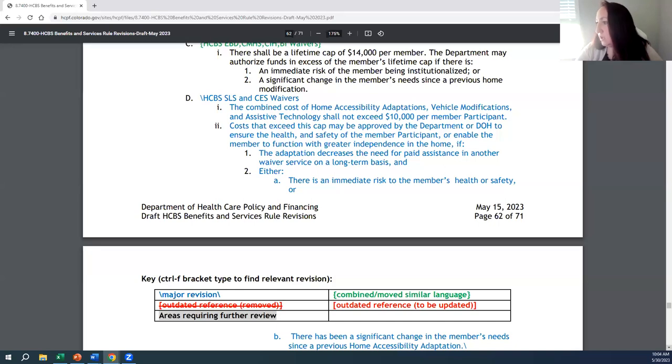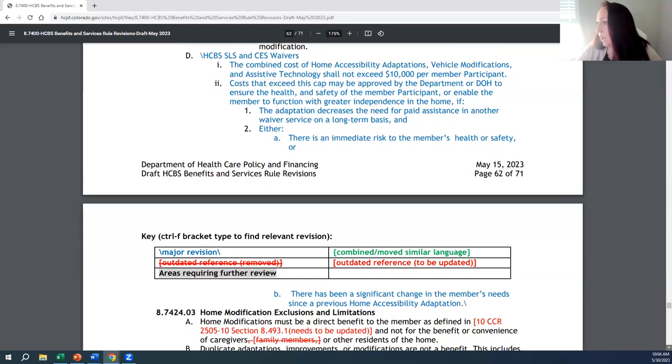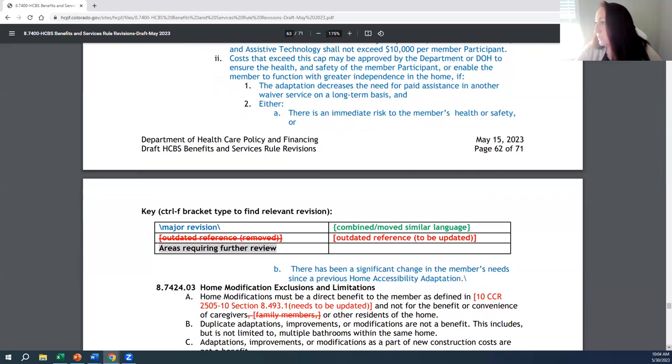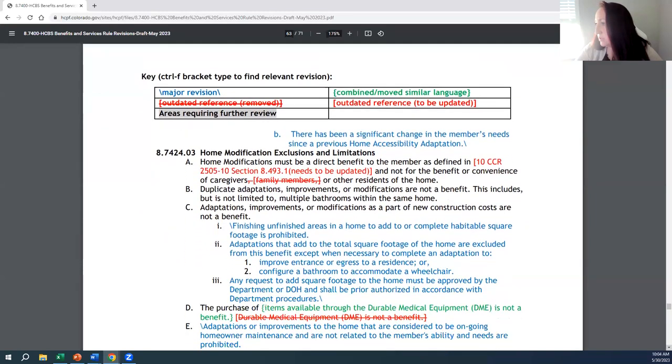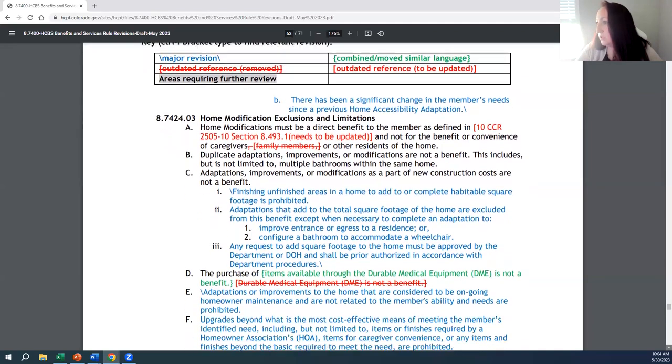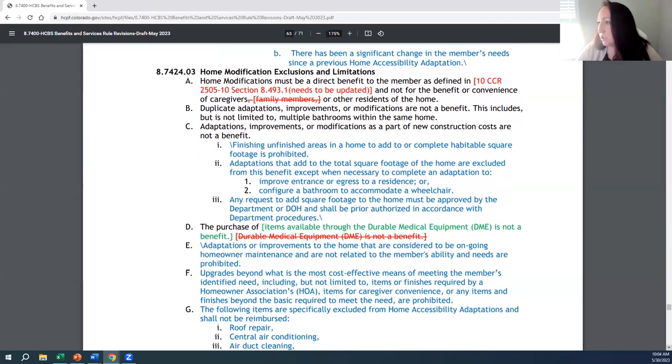If one, the adaptation decreases the need for paid assistance in another waiver service on a long-term basis. And two, either A, there is an immediate risk to the member's health or safety, or B, there has been a significant change in the member's need since a previous home accessibility adaptation. And home exclusion and limitation.